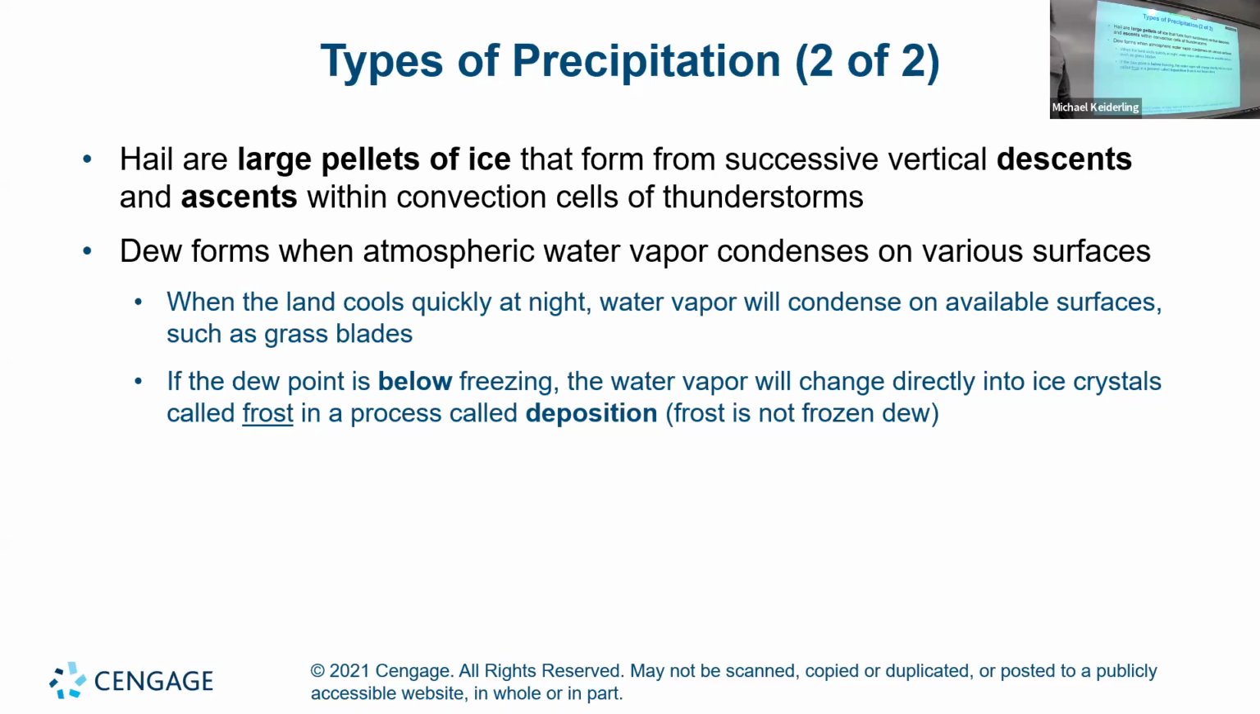Dew forms when atmospheric water vapor condenses on various surfaces. So when the land cools quickly at night, water vapor will condense on available surfaces like grass blades. And if the dew point is below freezing, water vapor will change directly into ice crystals called frost in a process that's called deposition. Frost is not frozen dew.